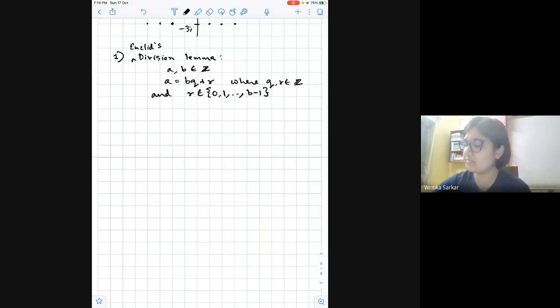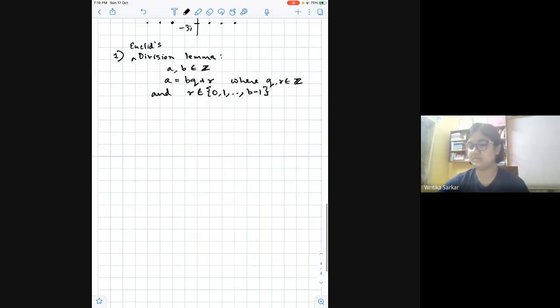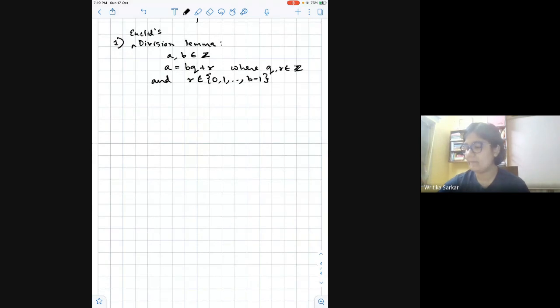So this is Euclid's division lemma. It's one of the basic properties of integers, and what we want to do is have something similar for the Gaussian integers. But you see, the first problem that we encounter is over here. We are saying r is one of these numbers, so in other words, we are saying that 0 is less than or equal to r, less than or equal to b minus 1.